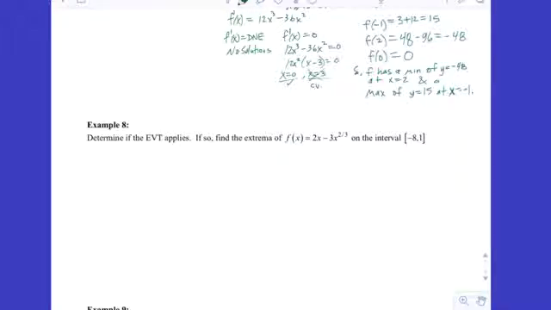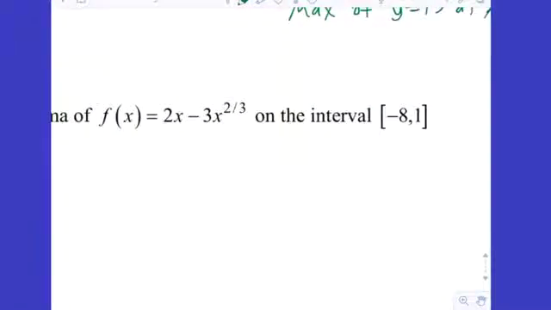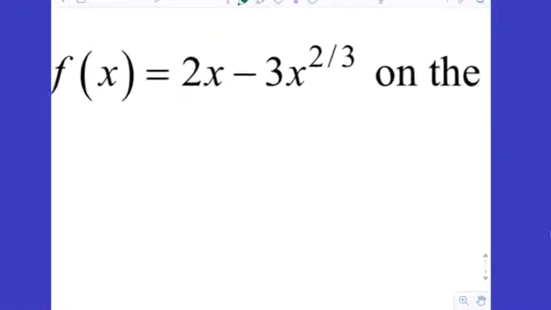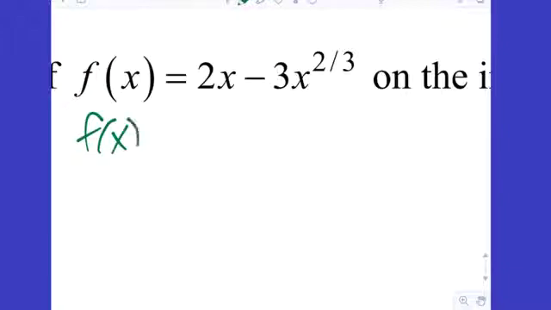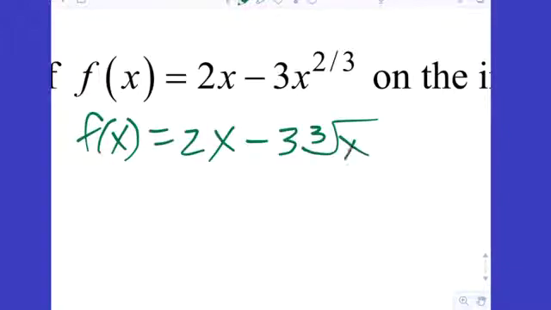All right, example 8. Another episode of Extrema, if you will. Determine if the EVT applies. If so, find the extrema of this on the interval from -8 to 1. All right, so if you want to rewrite this in a different version, it might be more helpful to analyze the domain, the cube root of x squared. We're trying to avoid division by 0, square roots, fourth roots of a negative number, or logs of anything that's not positive. Are we at risk of doing any of those here?